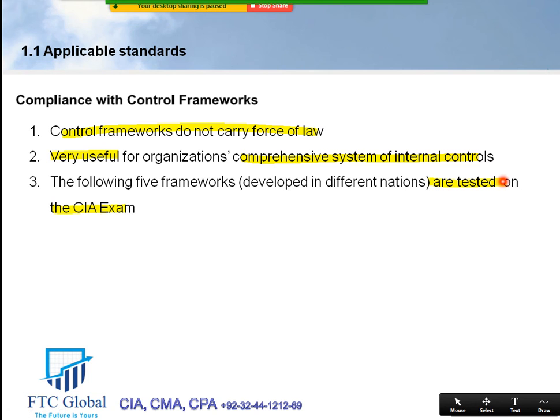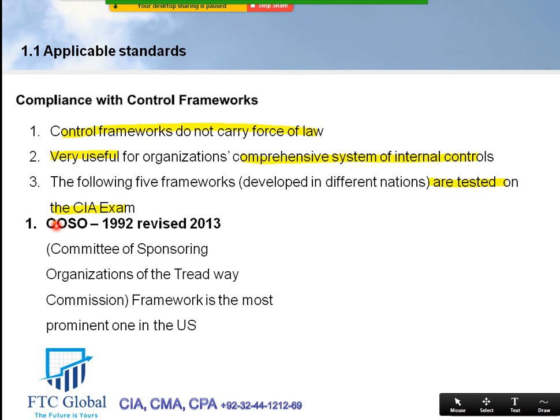The first is the COSO 1994. This stands for the Committee of Sponsoring Organizations of the Treadway Commission. It's a US-based thought leadership entity. It is not a government agency. It's an independent entity formed by industrialists and businessmen just to provide guidance on internal control to businesses. So whatever we are reading does not have the force of law. It's just guidance that helps us in formulating internal control policies and procedures. This framework is the most prominent in the US, and every accounting student somehow studies COSO.